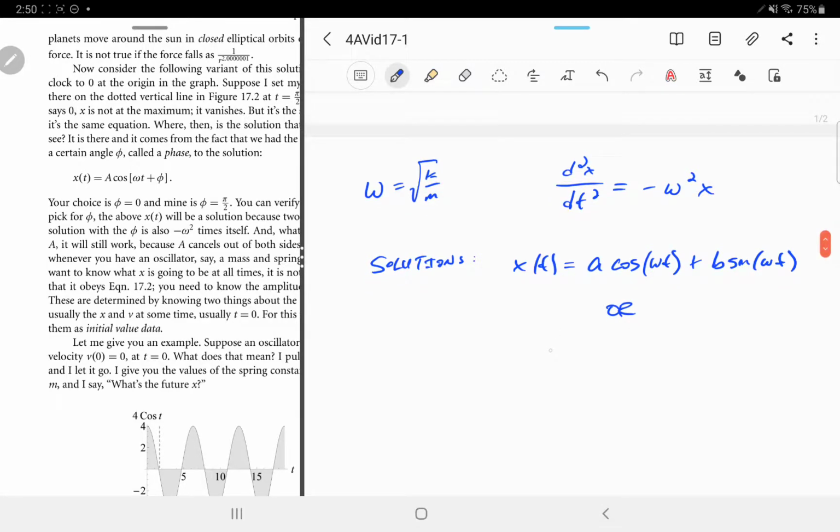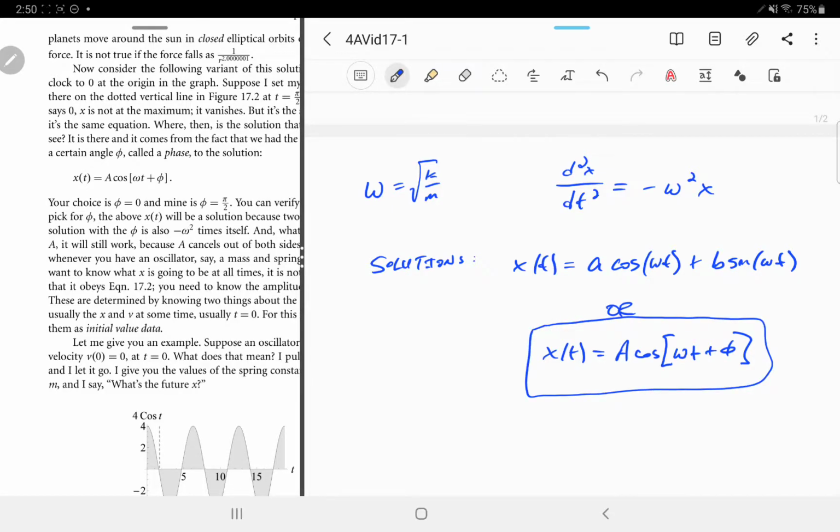Another way that you can write the solution is just as a cosine, but you allow for a phase constant. So instead of lowercase a and lowercase b, we have the amplitude of motion, and then just a phase, which depends on where you're calling t equals 0. So where in the oscillatory motion are you calling t equals 0? Most textbooks prefer this form, including yours. So you could have chosen either one of these.